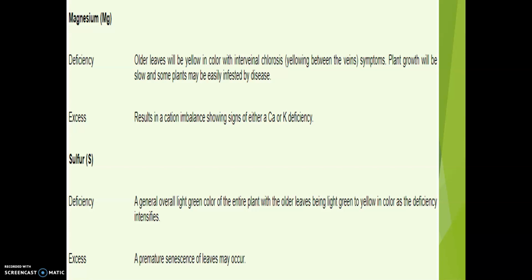In later growth, the entire plant may become pale green, and there are no characteristic spots or stripes in sulfur deficiency. Plants deficient in sulfur tend to be spindly and small, and stems are often thin. These are all the deficiency symptoms of sulfur. Coming to toxicity, toxicity of sulfur causes premature senescence of leaves.